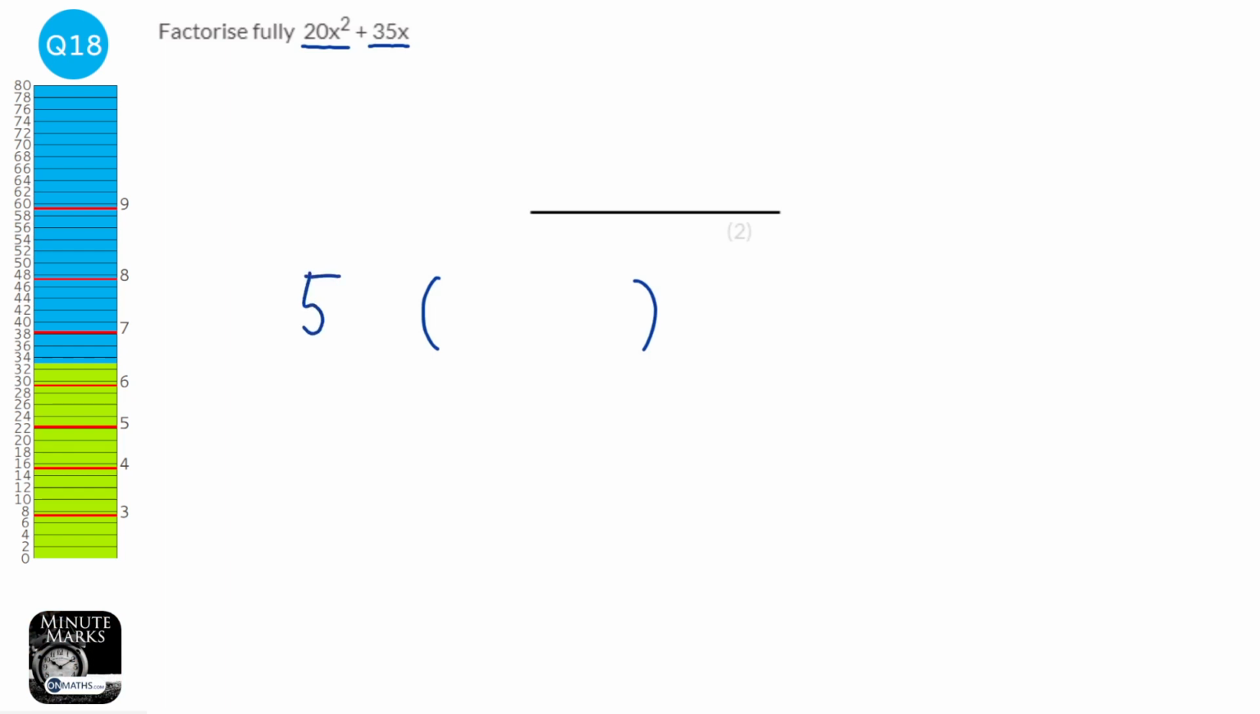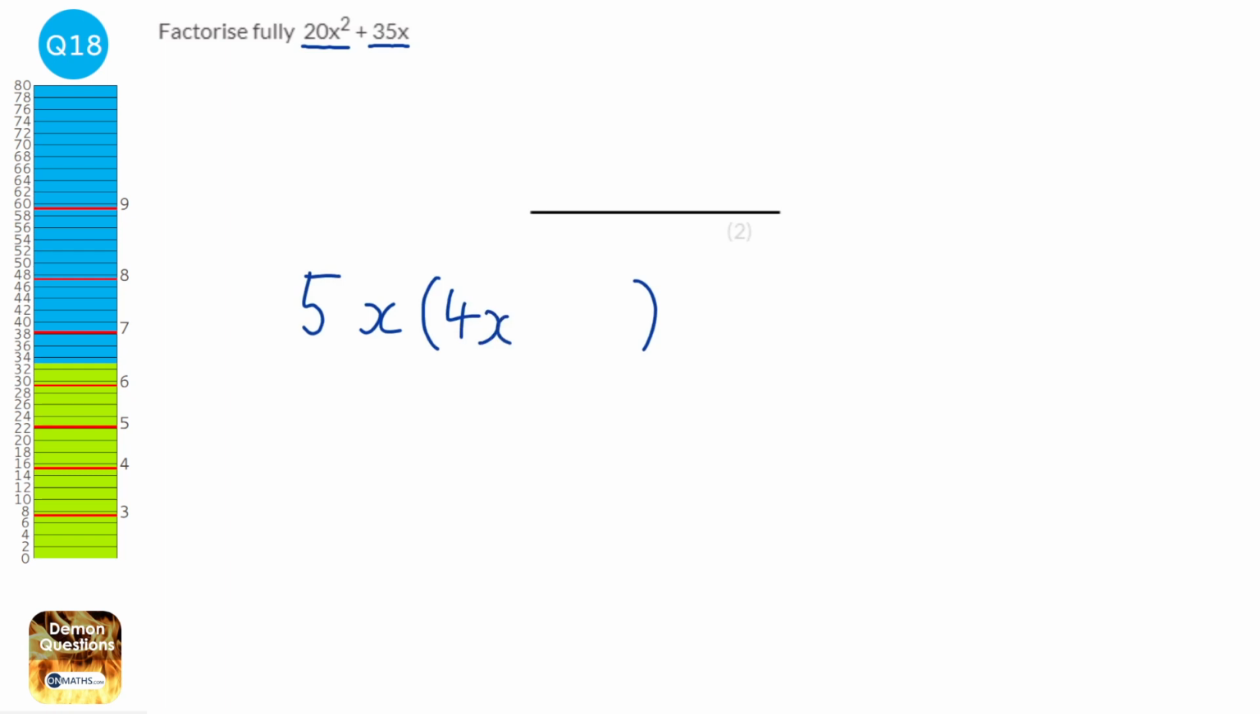And then we look at the letters. So we look at the most amount of letters we can divide out. Well, this only has an x here, so it's just going to be an x. Then what we're going to need to ask ourselves is 5x times what is 20x squared? Well, 5 times 4 is 20, and x times x is x squared.